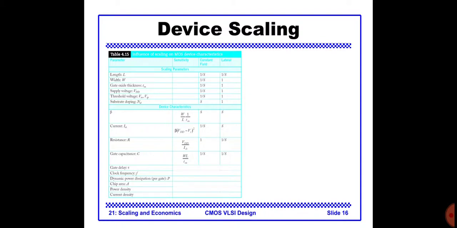The device scaling: the length, width, gate oxide thickness, supply voltage, substrate doping, and current level. Resistance beta of (VDD minus VT) squared scales as 1 by S. The resistance value VDD divided by IDS scales as 1 by S. The gate capacitance C equals WL divided by tox, 1 by S. The gate delay, clock frequency, dynamic power dissipation, chip area, power density, and current density.